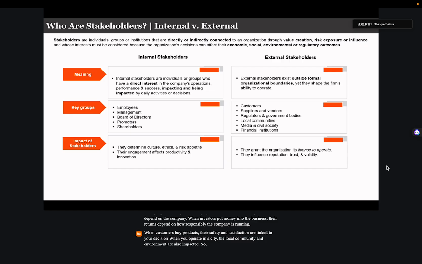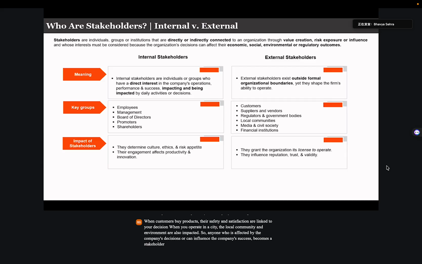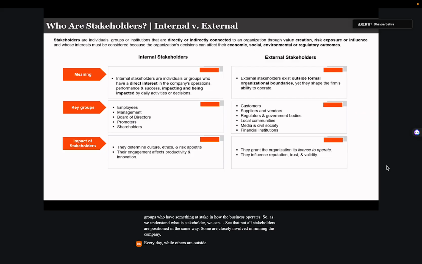So, anyone who is affected by the company's decisions or can influence the company's success becomes a stakeholder. In other words, stakeholders are people or groups who have something at stake in how the business operates. As we understand what a stakeholder is, we can see that not all stakeholders are positioned in the same way. Some are closely involved in running the company every day, while others are outside the organization, but still have strong influence.